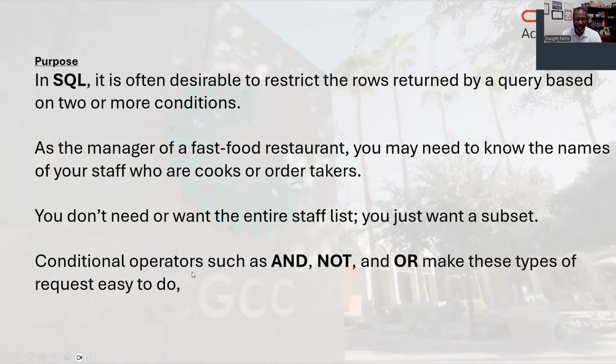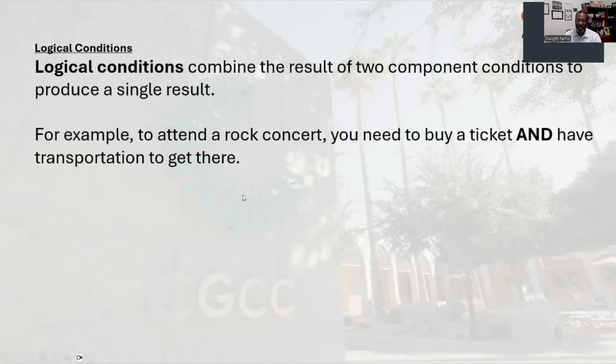All right, so condition operators such as and, not, and or make these types of requests easy to do. So that's the setup of what we're going to begin to think about as we're building our queries to pull data. We do have logical conditions, and they combine the result of two component conditions to produce a single result. That's a long way of saying that if you want one condition or another, or one condition and another, that's what we're looking for as far as combining conditions.